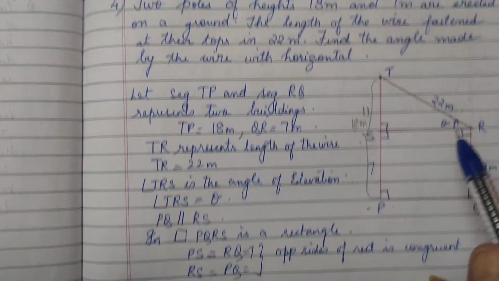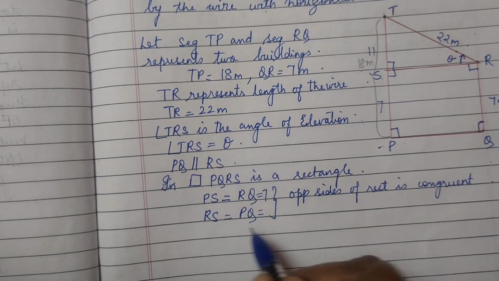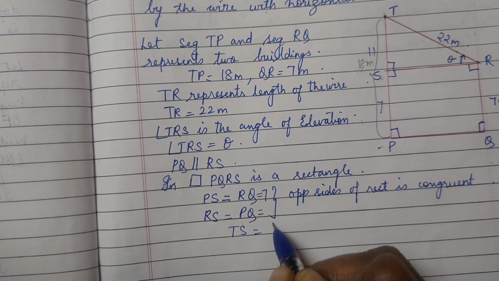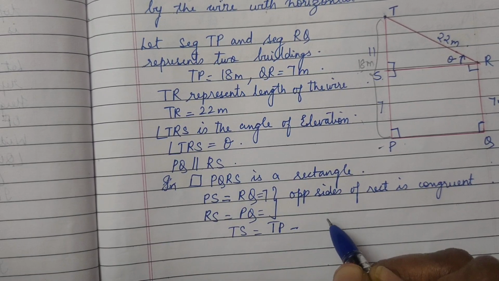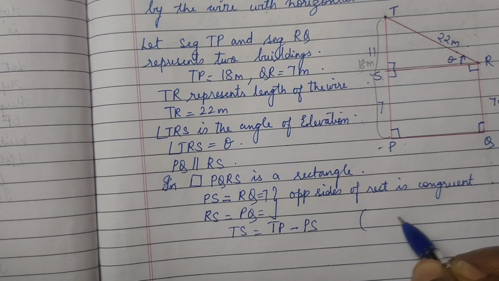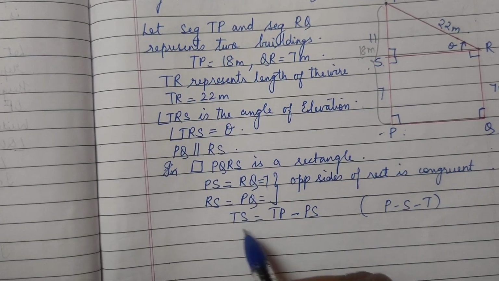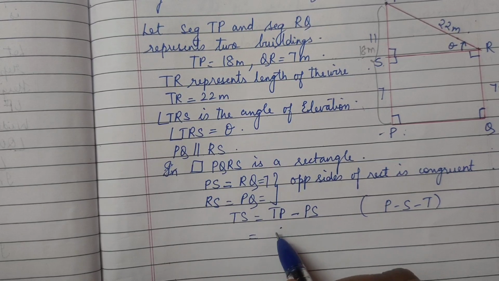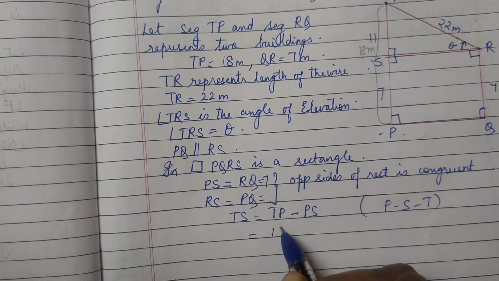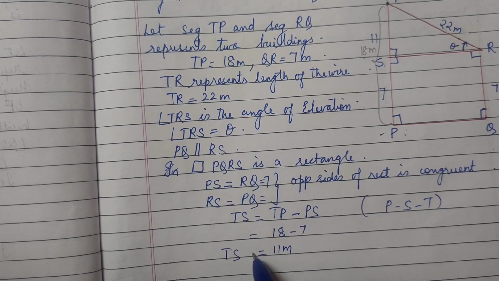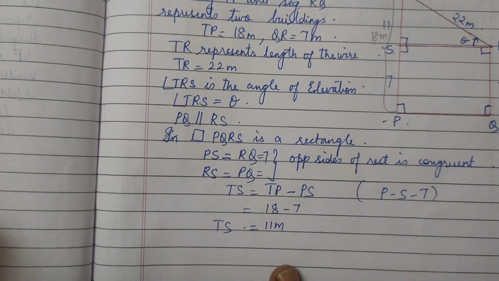Okay, so we got TS as what? 11 meter. So you can write it here. TS equals TP minus PS. This is collinear, we consider. So TS is how much? TP we got as 18 minus 7. So we got 11 meter as TS. Okay, this much we have kept ready here.